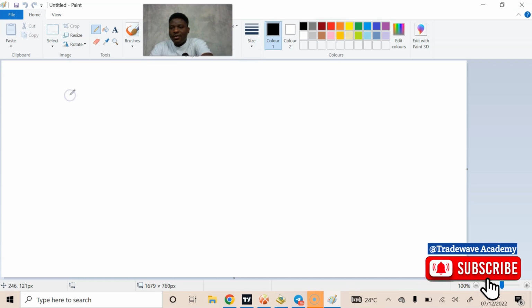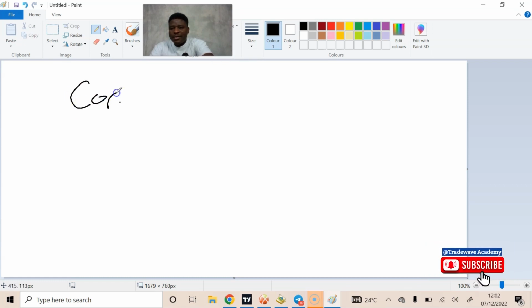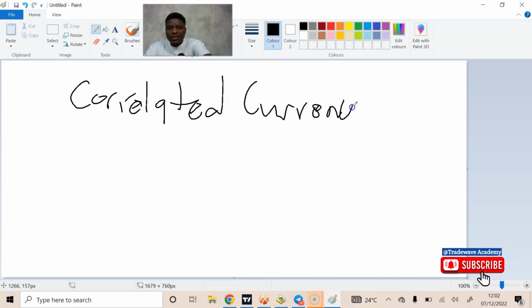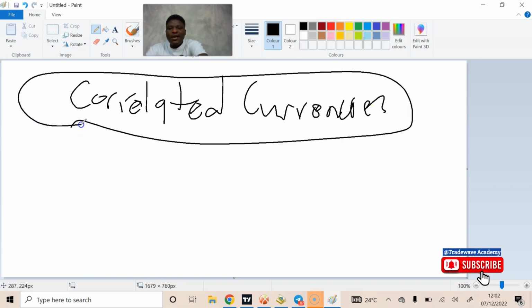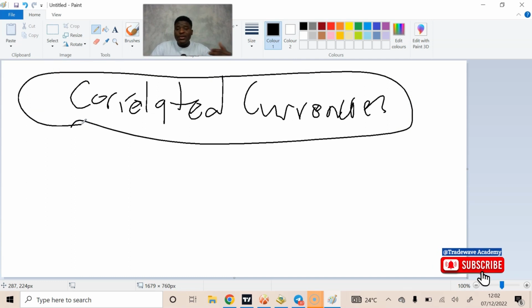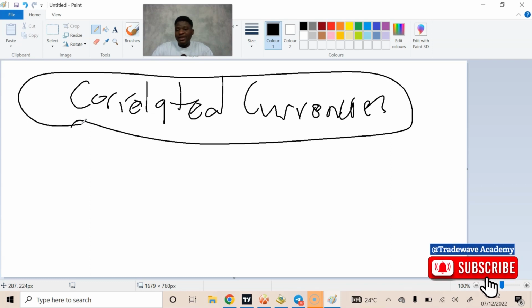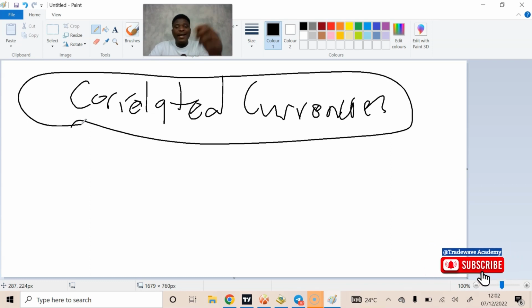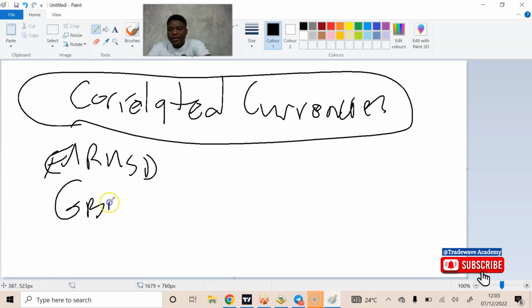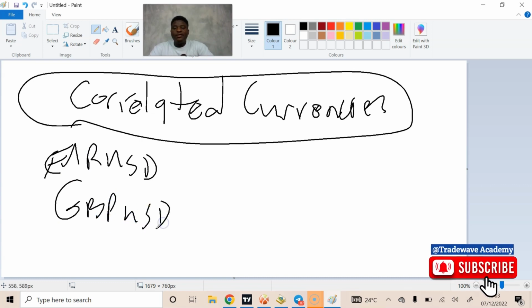So there's something called correlated currencies. Sorry, my writing is really bad. Now these are currencies that actually move in the same direction. Their charts actually look similar. The way they move, they are like twins, they just move alike. So these are currencies like, for instance, the EURUSD and the GBPUSD. These are very correlated pairs.